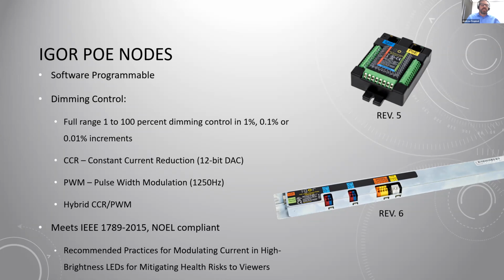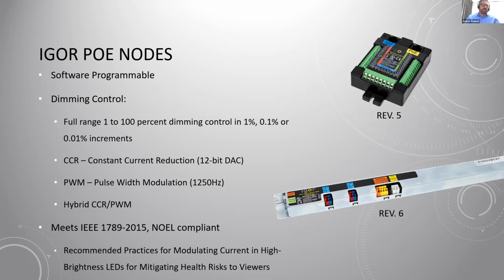From a dimming control standpoint, full range, 1 to 100% dimming control, and our UI does let you select the increments of that dimming. So standard 1%, but you can get fine grain into 0.1 or even 0.01 increment percentages via the gateway UI. So if you really have some display lighting, something that you really want to get dialed in, you can use that feature.